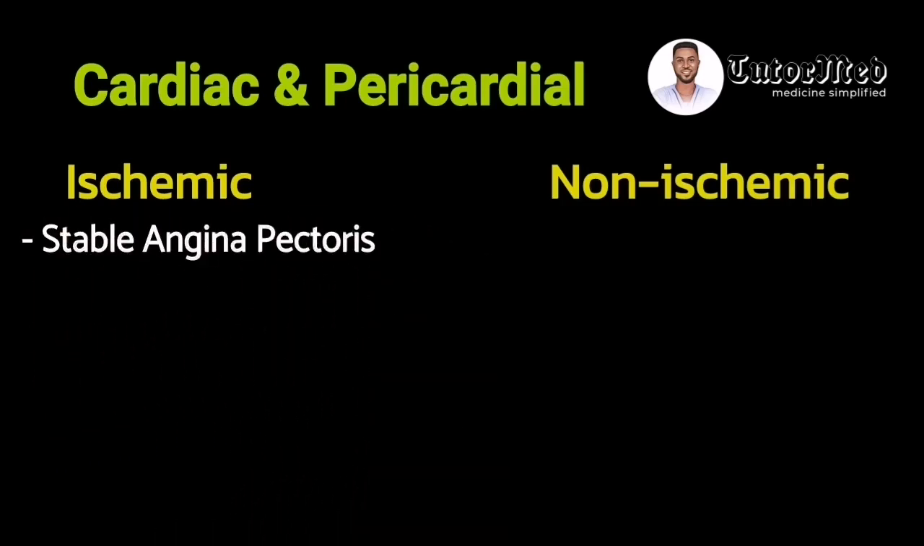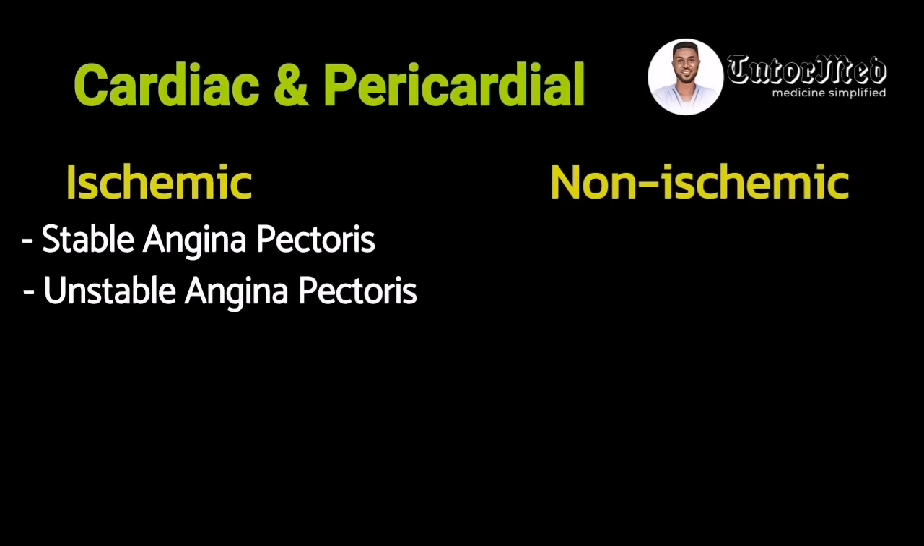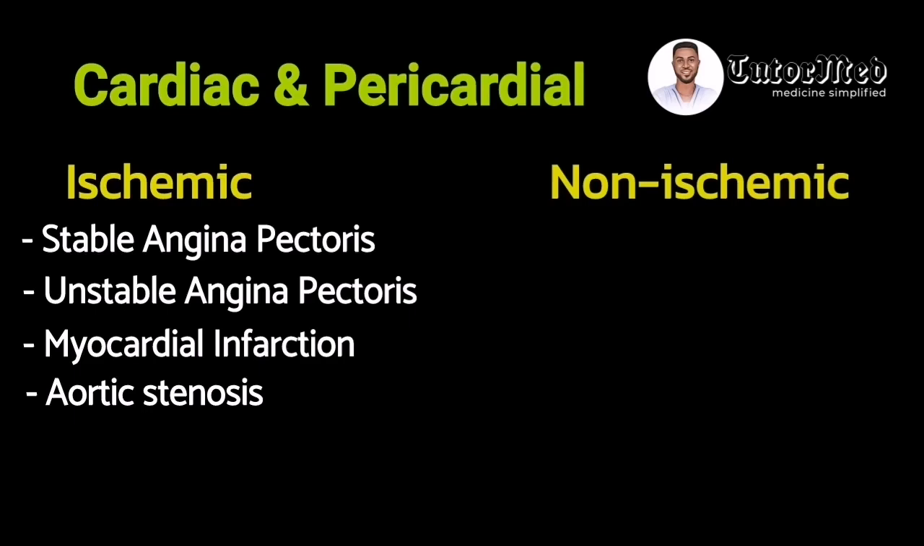So it could be because of stable angina pectoris, unstable angina pectoris, myocardial infarction. We will look at these three in detail later, but the difference is that in stable angina pectoris, chest pain is precipitated by activity and relieved by rest. In unstable angina pectoris, even at rest, there is still chest pain. And in myocardial infarction, the ischemia has progressed to the death of heart muscles or necrosis. Then lastly, we have aortic stenosis, which causes reduced blood flow through the coronary artery, thereby resulting in ischemia.